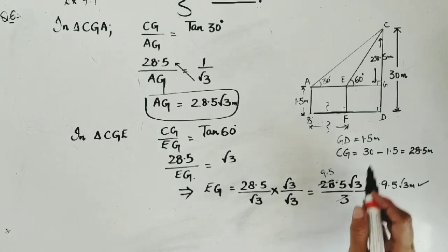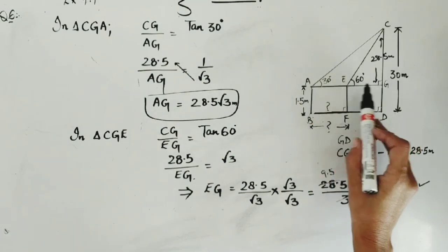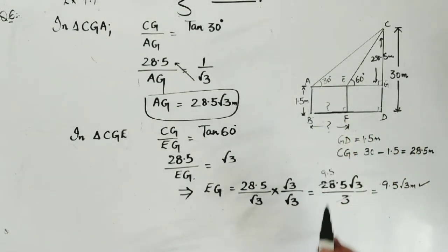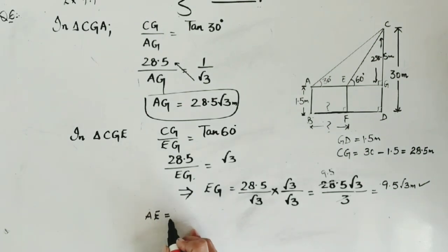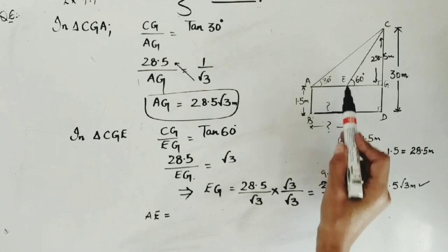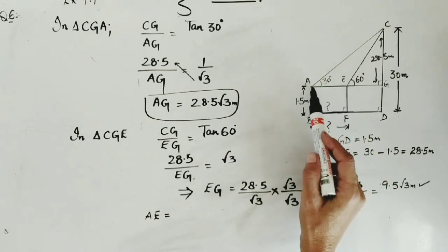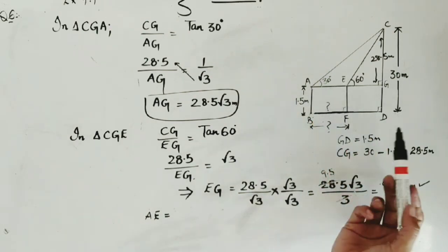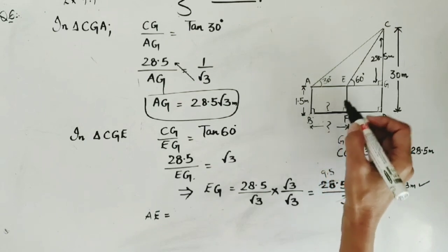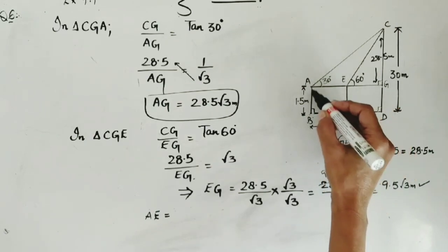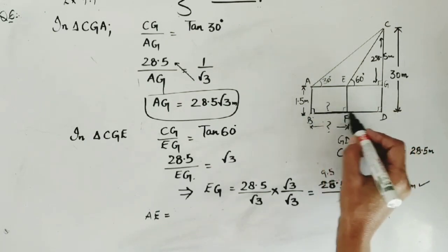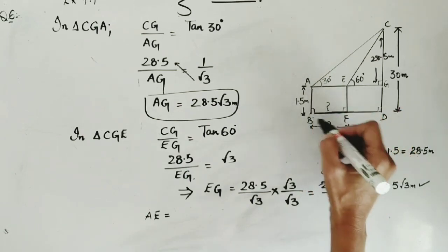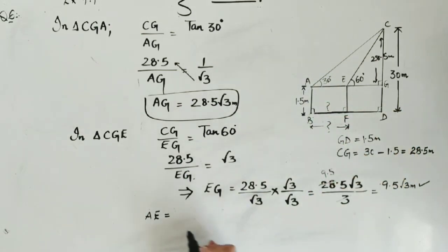Okay, AG and EG. AG minus EG would give you AE. And why are we looking for AE? Because AE and BF are equal. Since they are opposite sides, I would call it a rectangle only. If this is 90, this is 90. Perpendiculars, two perpendiculars falling on base are parallel. So this closed figure becomes a rectangle.